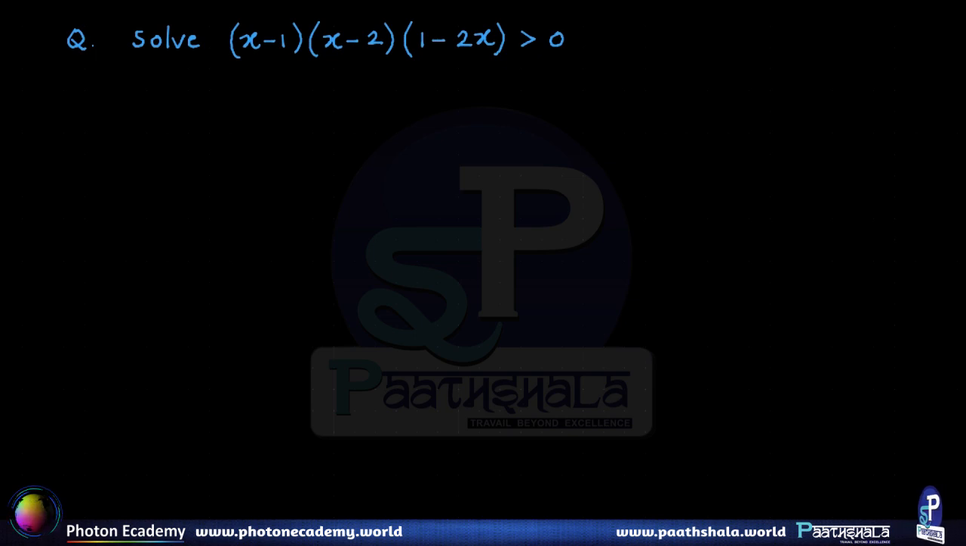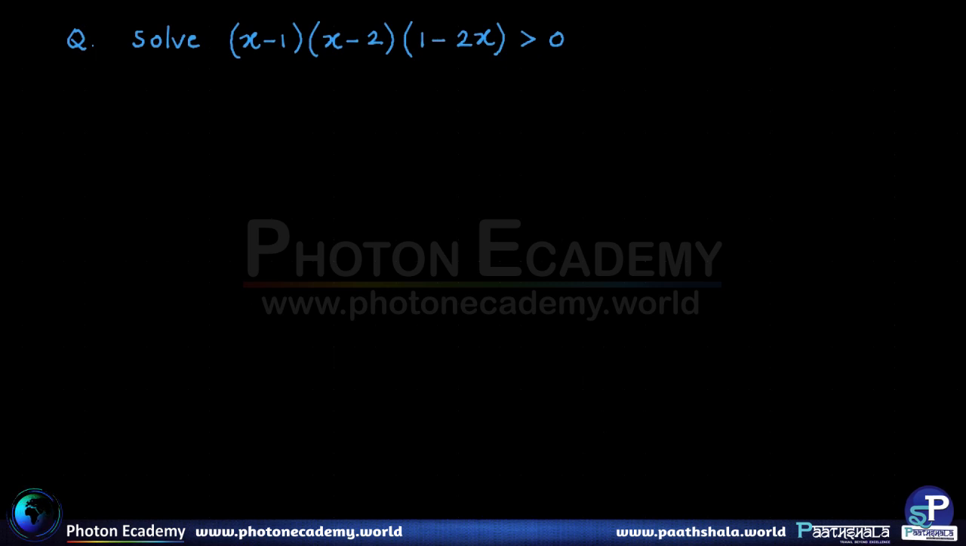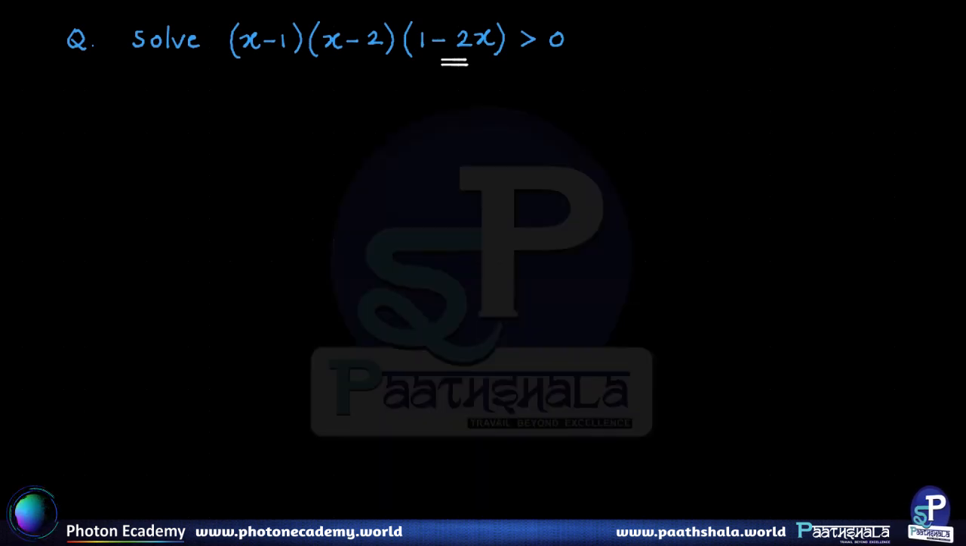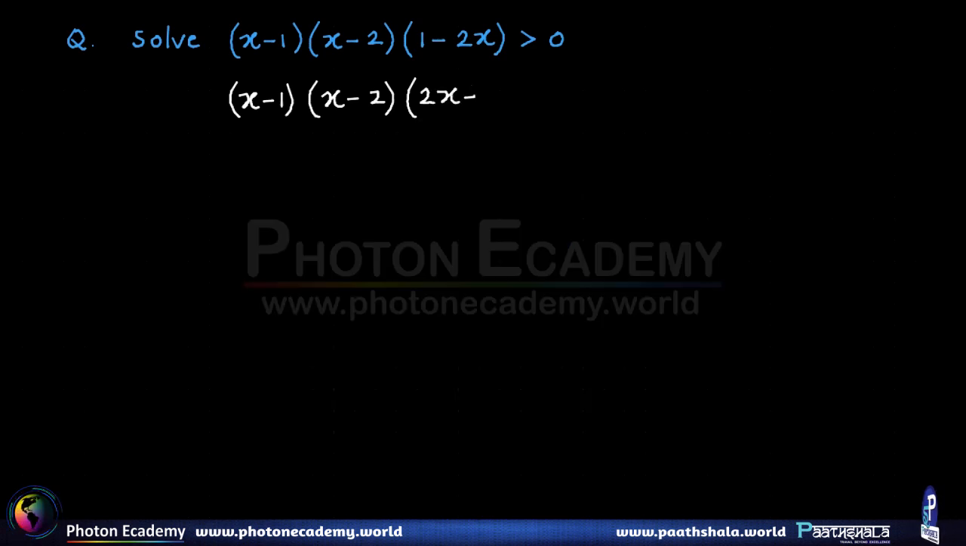Now here we observe that in this particular inequality we are already given the factors, but in the last factor we see that the coefficient of x is negative. So as required by the method of intervals, we must first make it positive. Therefore let's multiply both the sides by minus 1. So we will get x minus 1 into x minus 2. The third we will change the sign, and since we are multiplying the inequality by a negative number, the inequality will reverse. Now it will become less than 0.